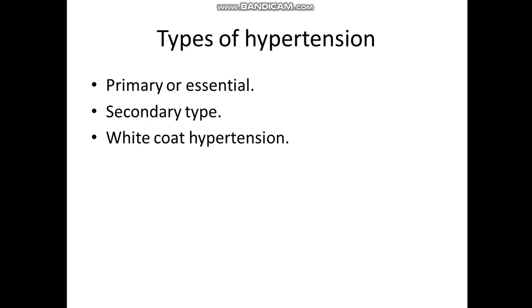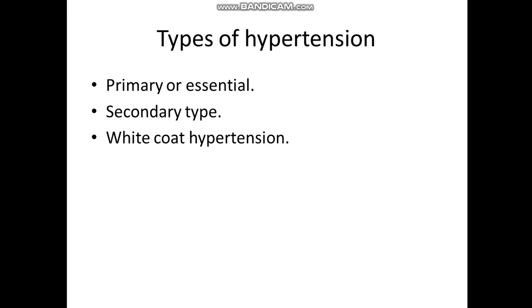There are two types of hypertension: primary or essential, which is of unknown cause and represents the majority of hypertension cases. That means the majority of the cases of hypertension are essential, which is of unknown cause. It represents about 95% of the cases of hypertension.